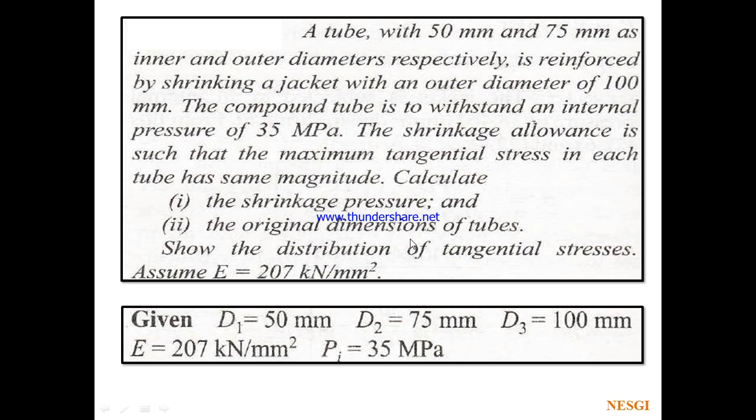Calculate the shrinkage pressure and original dimensions of the tubes. Show the distribution of tangential stresses. Assume E is equal to 207 kilo Newton per mm square. So this is the given data: D1, D2, D3 are 50, 75 and 100 mm. E, Young's modulus, is 207 kilo Newton per mm square. Internal pressure is 35 megapascal. Okay, so let us see the problem.